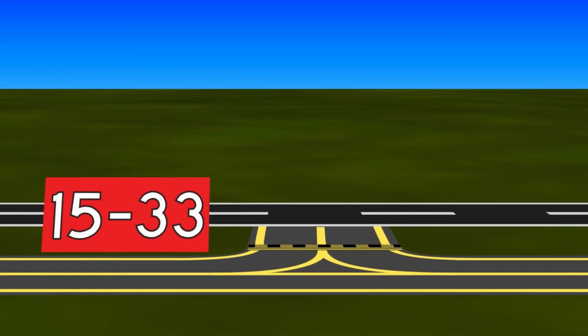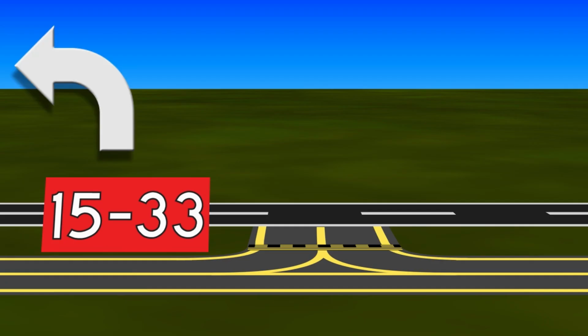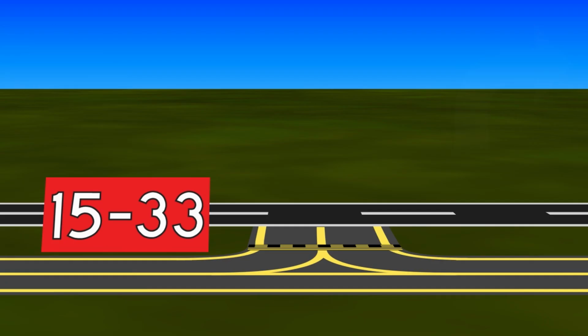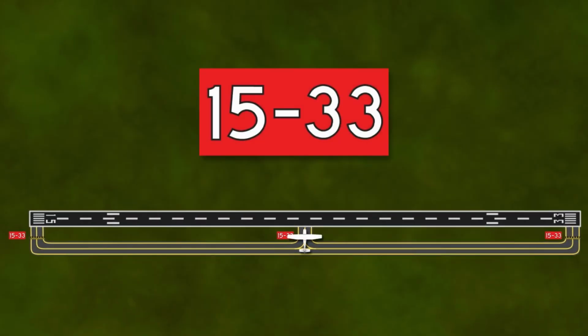In this example, 15-33 indicates that the beginning of runway 15 is to the left, and the beginning of runway 33 is to the right. This is not to be confused with which direction you need to turn to take off on a specific runway. If you were assigned to take off on runway 33 from your current location, you would need to turn left, even though the number 33 is on the right side of the sign.